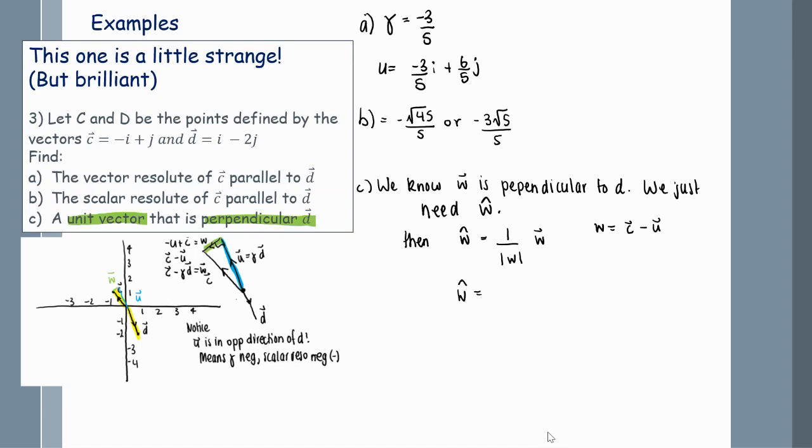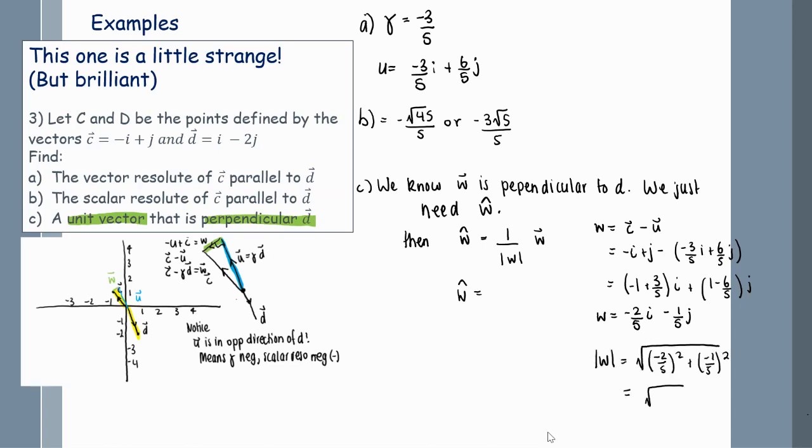Recall that W equals C minus vector U. C was minus i plus j, and U was minus 3/5 i plus 6/5 j. If I subtract U from C, we will end up with minus 2/5 i minus 1/5 j. Again, that looks realistic. If we look at W in our diagram, it looks like it goes to the left and down slightly. Now we can find the length of W.